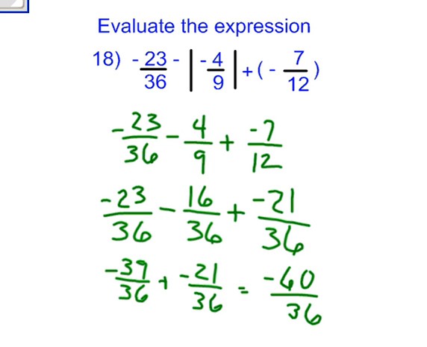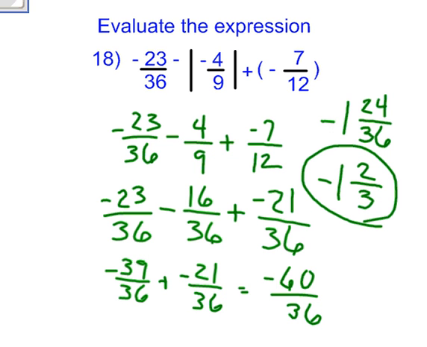The last thing we have to do is change this into a mixed number. 36 goes into 60 one time, so it would be a negative 1. And then we have to figure out what's left over. That would be 24 over 36. And then can we simplify 24 over 36? Well, 12 goes into both of them. 12 goes into the numerator 2 times. 12 goes into 36 3 times. So our final answer is a negative 1 2/3.